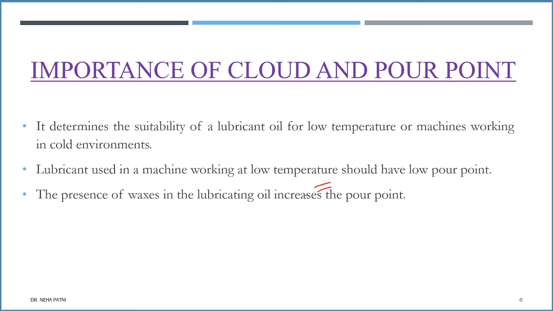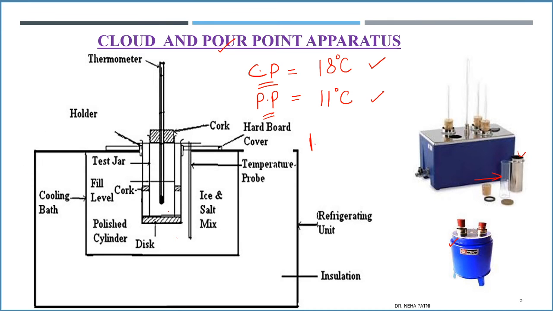Now obviously, let's go back. Let's say you have a machine working at 5 degrees, there is one more machine working at 15 degrees, and then you have one more machine working at 20 degrees. So what are you going to do? In which machine can this sample be used safely? Let's say machine number 2. Machine 2's working range is 15. Now if you see your sample, the cloud point is 18 and the pour point is 11.